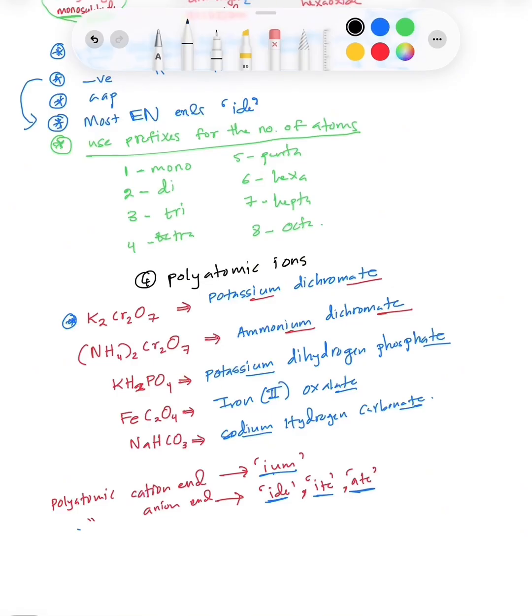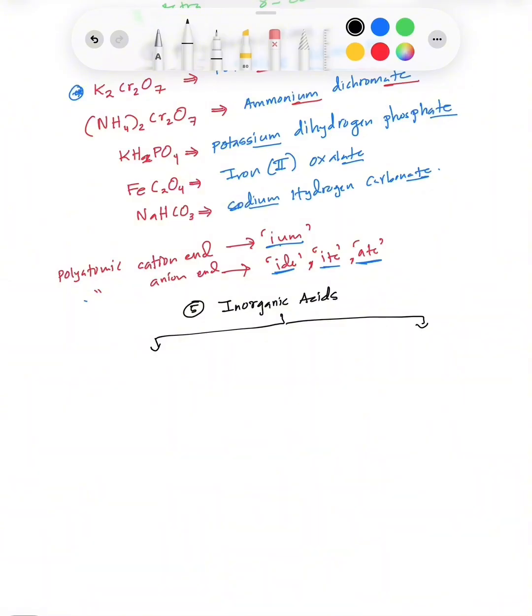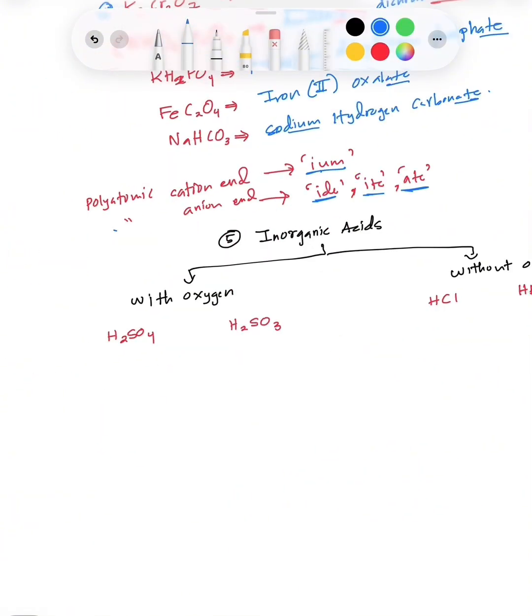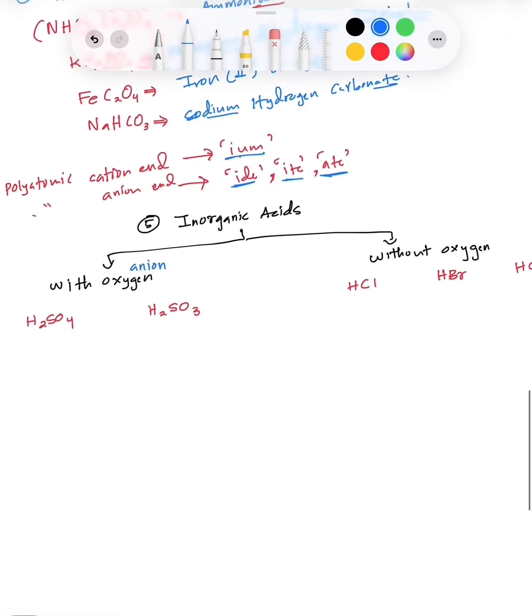Next category is inorganic acids. It's two categories. One is with oxygen and without oxygen. The examples with oxygen are H2SO4 and H2SO3. Without oxygen, HCl, HBr, HCN, H2S. Oxygen is going to be the anion here.